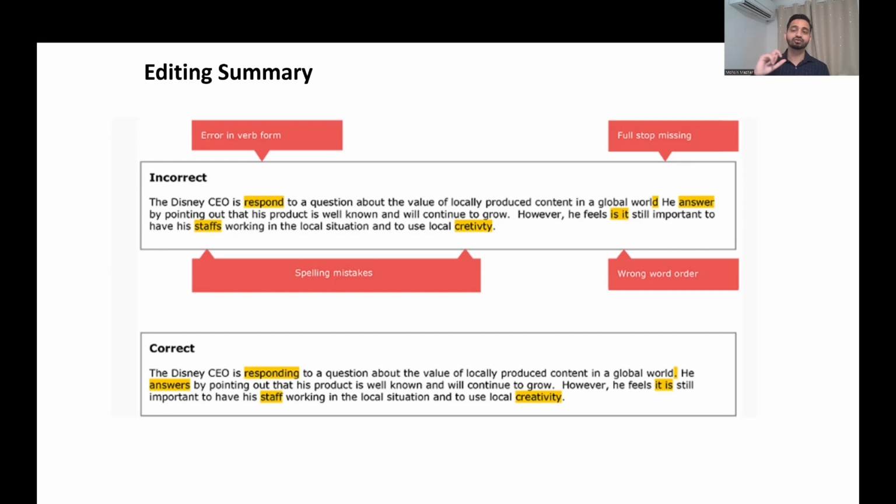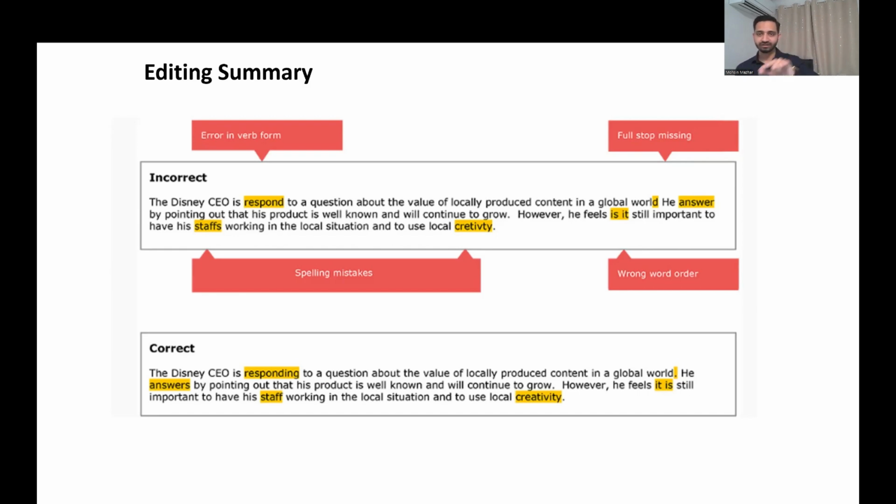It's slightly different to retell lecture. Now, in retell lecture, you want to include as many points as you can. Here, you want to include only the main points because you're writing a summary, not retelling the lecture, okay? Now, look at the incorrect things. Obviously, when you write a summary quickly, you want to edit your summary.